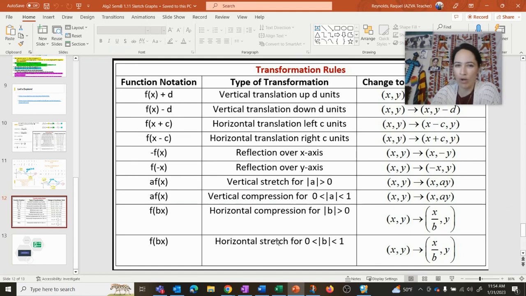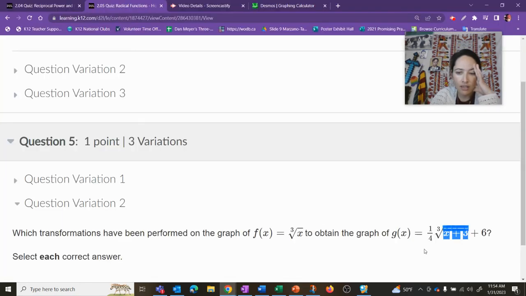And then the horizontal even more. This one I have to be like, what? Compressed by a factor of 2 or compressed by a factor of 1/2, right? Stretched by a factor of 2 or stretched by a factor of 1/2. Anyway, in my mind, if it's a horizontal compression, then by a factor of 2, you keep it positive. If it's a horizontal stretch, we use the fractions in there. But I need to check this again. All right, back to our quiz.